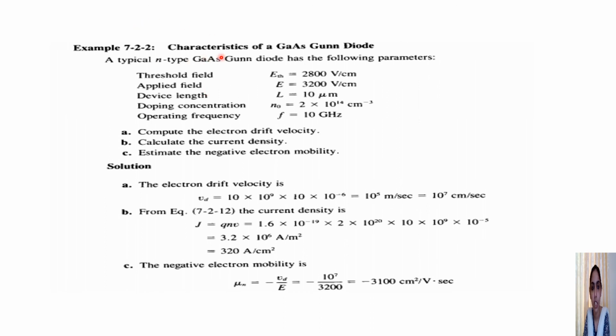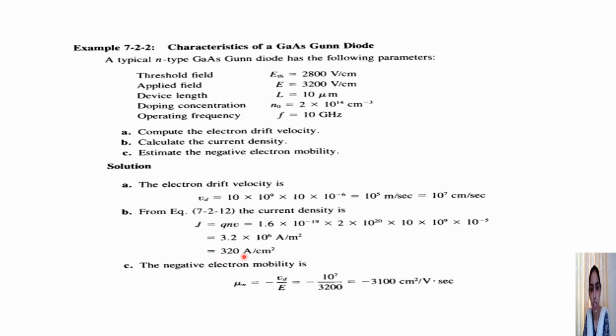Now another question which is asked here: some parameters of the N-type gallium arsenide Gunn diode are given, and we are asked to compute the electron drift velocity, current density, and negative electron mobility. The electron drift velocity Vd can be obtained by multiplying f into L. So f is given as 10 gigahertz and L is given as 10 micrometers. So we get the electron drift velocity, and current density can be calculated from the expression J equals QNV. We know Q is the charge of the electron, 1.6 into 10 raised to minus 19, and N and V are known. So by using those values, we calculate the value of J.